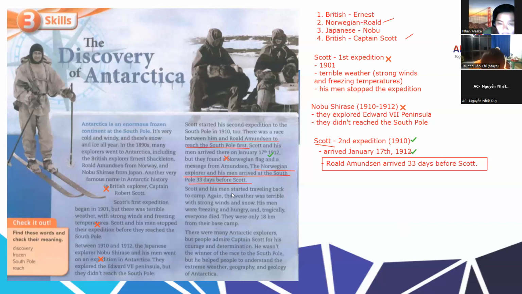Now, this is the next part. Let's jump into the fifth paragraph. Scott and his men are traveling back to camp. Again, the weather was terrible. The idea is that Scott and his men are traveling back, meaning they're going back home. The race is done. They already finished the race. Scott and his men are traveling back again to camp.